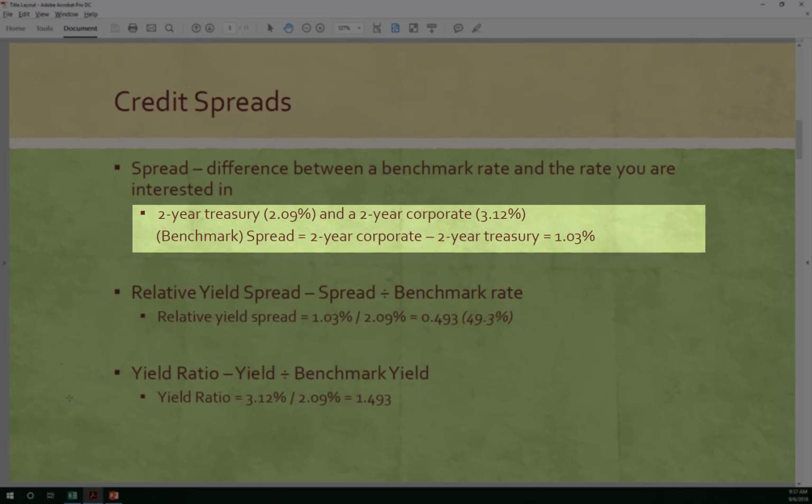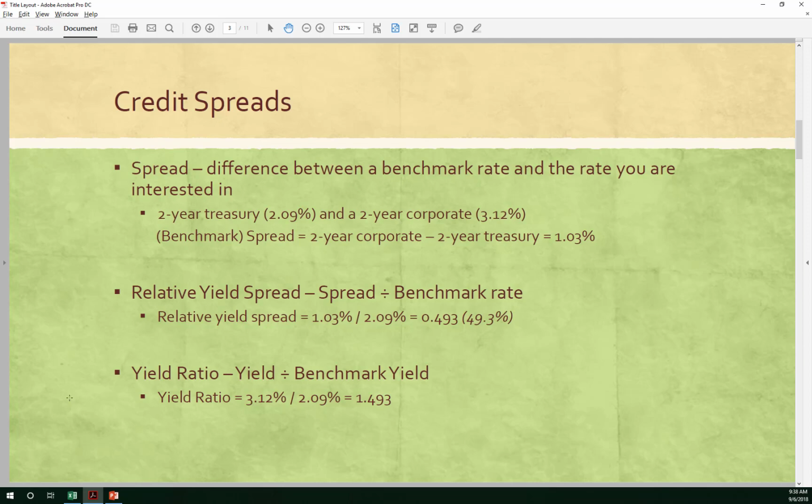In this case, I am using the benchmark rate of the Treasury, the 2-year Treasury. That's going to be the benchmark at 2.09%. And I'm comparing it to a similar maturity for a corporate bond. The corporate has a 3.12% yield. If I look at the spread, in this case it's the benchmark spread, the spread between the comparable benchmark security, my spread is 1.03%.